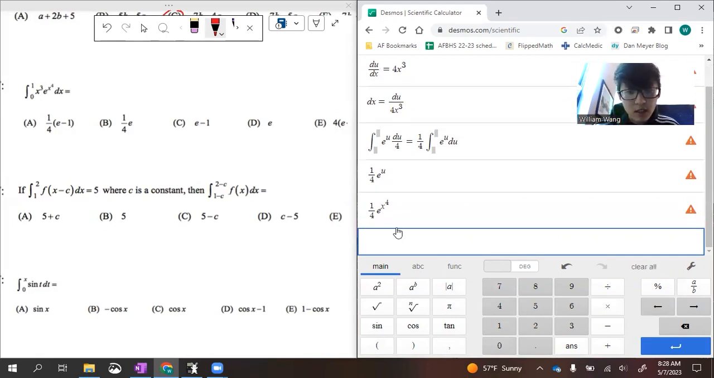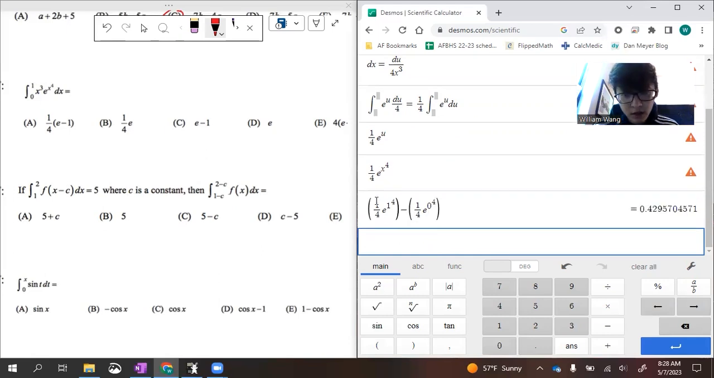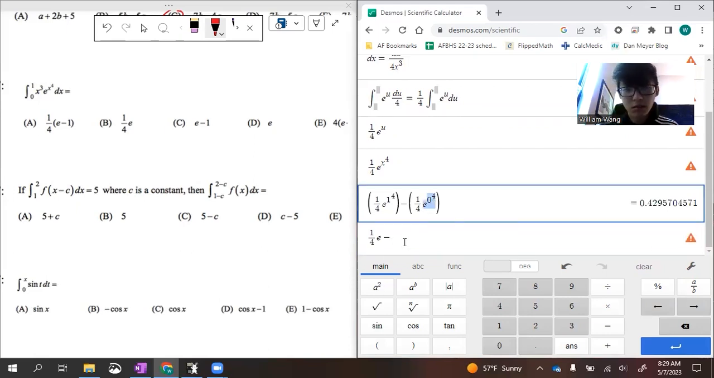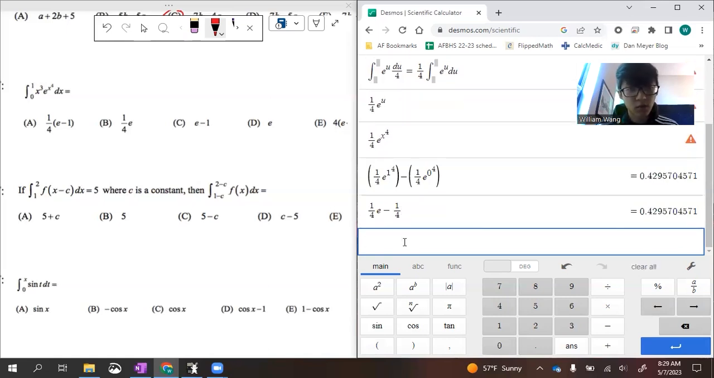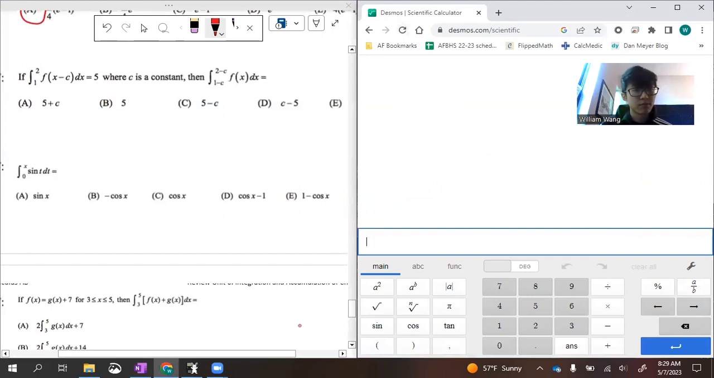Cool. Now I just have to take this and plug in 1, then subtract, then plug in 0. So 1 to the fourth is just 1, so it's 1/4 e, minus e to the 0 is just 1, so minus 1/4. 1/4 e minus 1/4. That simplifies to answer choice A right here. Hopefully that makes sense. Next problem.